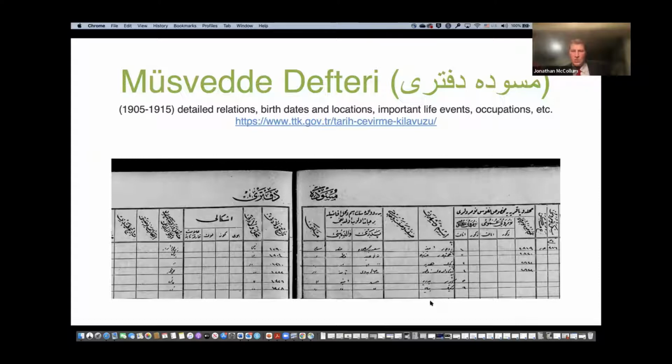So this is all sort of one family here. And we learned, right, that this is a wife, this is a sister, this is another sister. These are basically all females we see listed here.